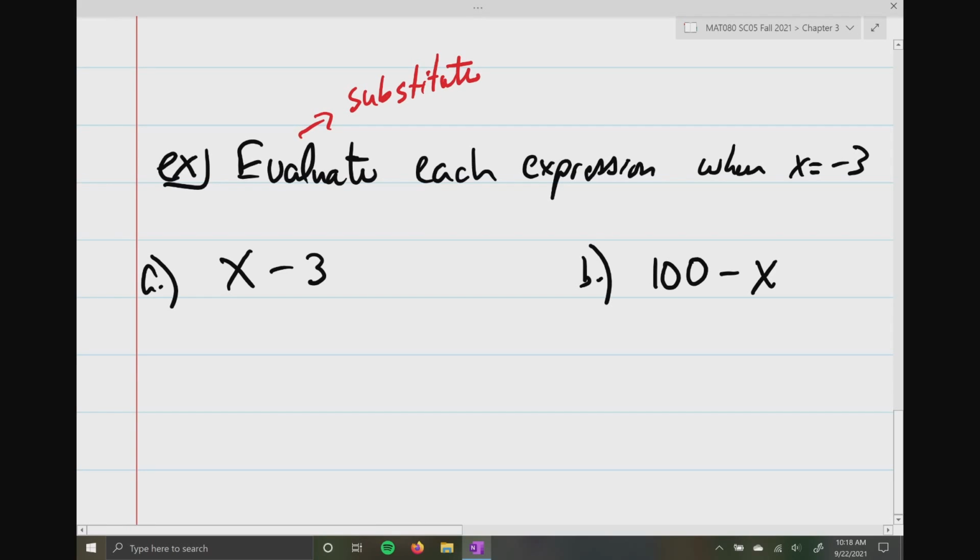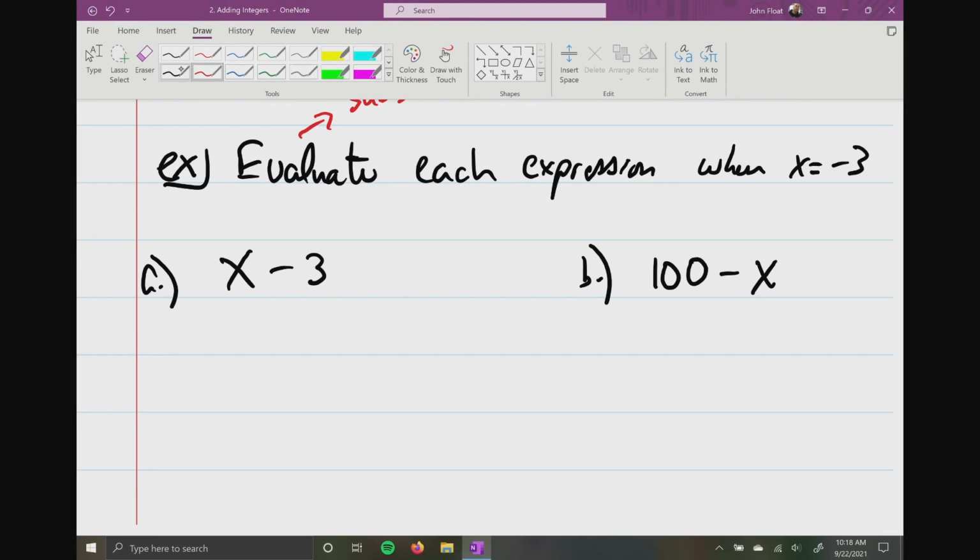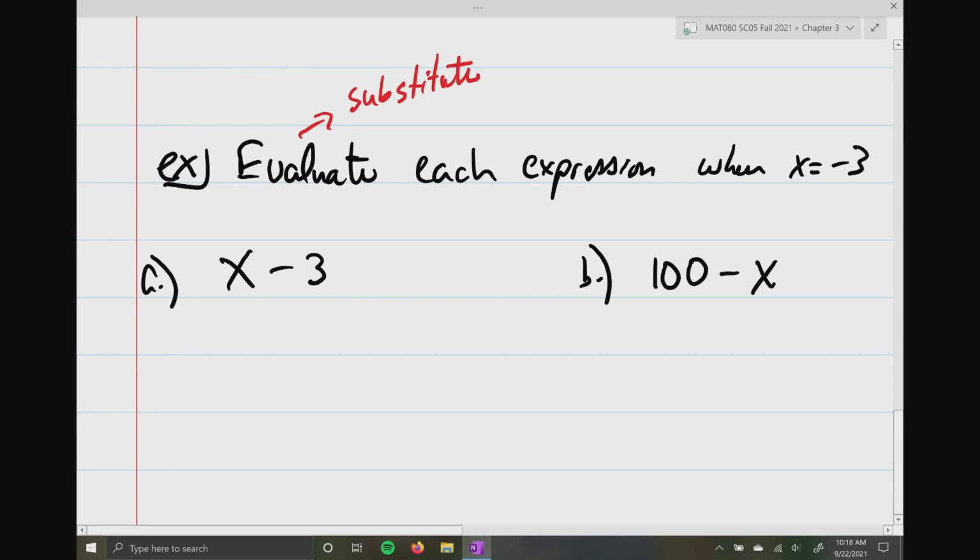Evaluate means to substitute. So, if you were like me and you were very strict and disciplined with how you do your math, watch how I do this. Directly underneath, wherever you see the variable, put parentheses first. Then make your substitution. Okay? So now for the first example, it's negative 3 minus 3, which is negative 6.